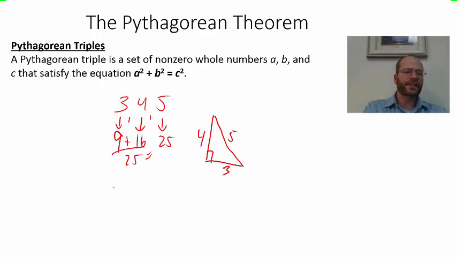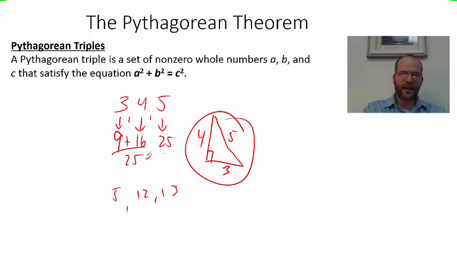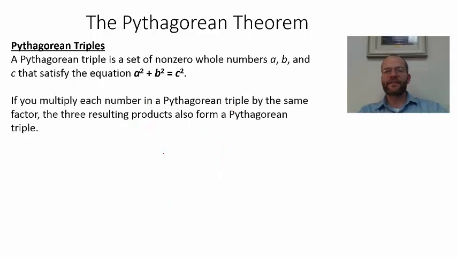Okay. There are others such as 5, 12, 13. There's a whole bunch of different sets as we sort of go forward. This one, 3, 4, 5, is the most basic. It's the only one that involves consecutive integers, consecutive whole numbers. And so in that sense, it's the simplest. Next thing we need to be aware of is that if we multiply each number in a Pythagorean triple by the same factor, the 3 resulting products also form a Pythagorean triple.